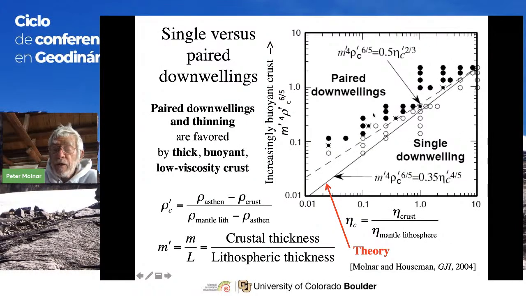And back to this picture, this was our theory, where what's plotted here is the density and viscosity contrast. So high viscosity crust to the right, low viscosity crust to the left. And here, the product of crustal thickness and crustal density, defined as we have. So with thicker crust and less dense crust, you have paired downwellings. And this dashed line is a better approximation than our theoretical curve. But we're looking at 3 orders of magnitude. We're happy with this, even though it's imperfect.